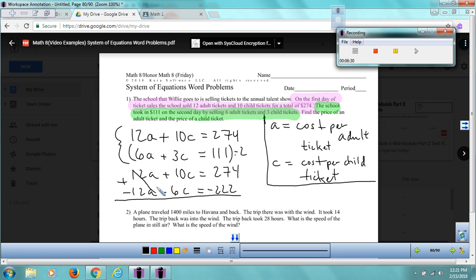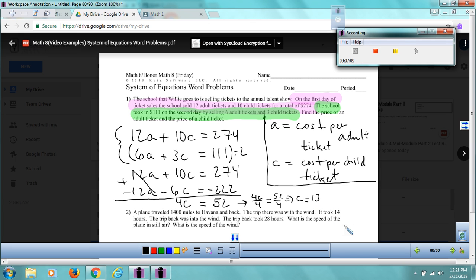And so 12a plus negative 12a is 0. So we have 0 a's. That's gone. It's eliminated. And then we got 10c plus negative 6c, which is 4c. 274 plus negative 222. You can see we have more positive, which means when we add, we will end up with a positive outcome, and that is 52. And the very last step is to divide both sides by 4. When we divide by 4, 4 divides into 52 evenly, and we get c equals 13.